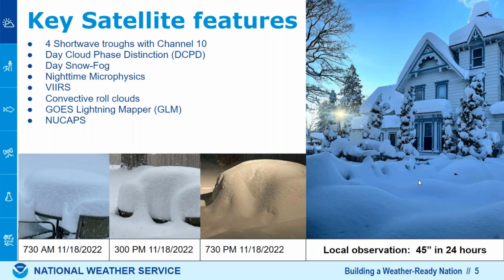And the picture on the right is of my neighbor's house, because my neighbor's house is much more scenic than mine. But you can see 45 inches of snow roughly in 24 hours. Some of that, of course, had settled. But just an amazing dump of snow. I can't think of many other words to describe it.